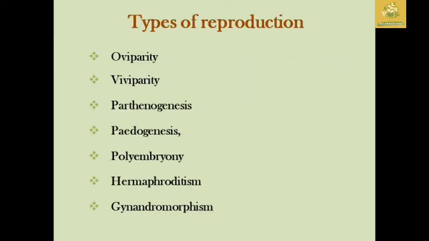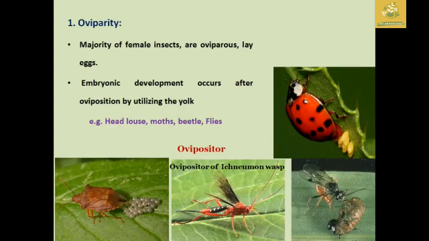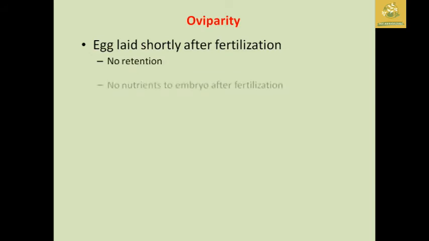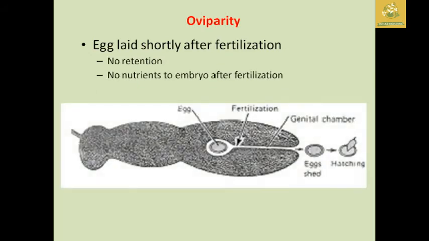So after that, we are going to see the types of reproduction in insects, which are oviparity, viviparity, parthenogenesis, paedogenesis, polyembryony, hermaphroditism, as well as gynandromorphism. In oviparity, the majority of female insects are oviparous, having an egg-laying nature. The embryonic development occurs after oviposition by utilizing the yolk. For example, oviparity is found in butterflies, moths, beetles, as well as flies. The eggs are laid shortly after fertilization, so there is no retention, and no nutrients are transferred to the embryo after the fertilization process occurs.